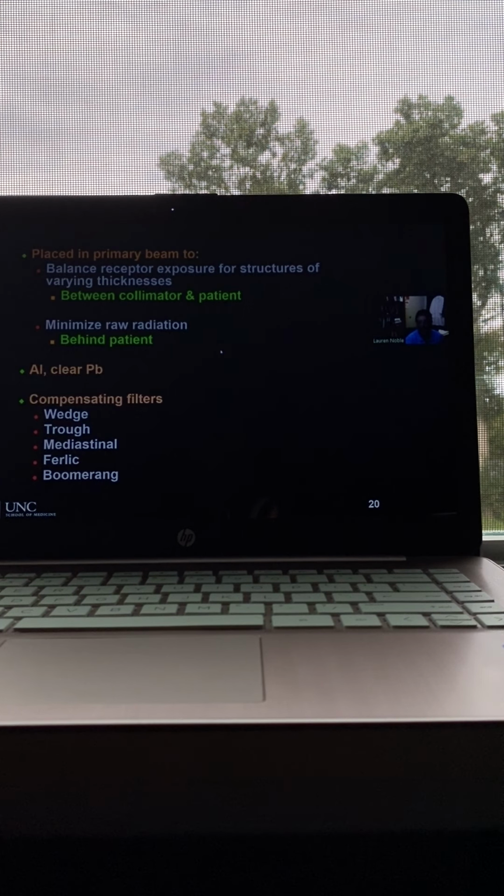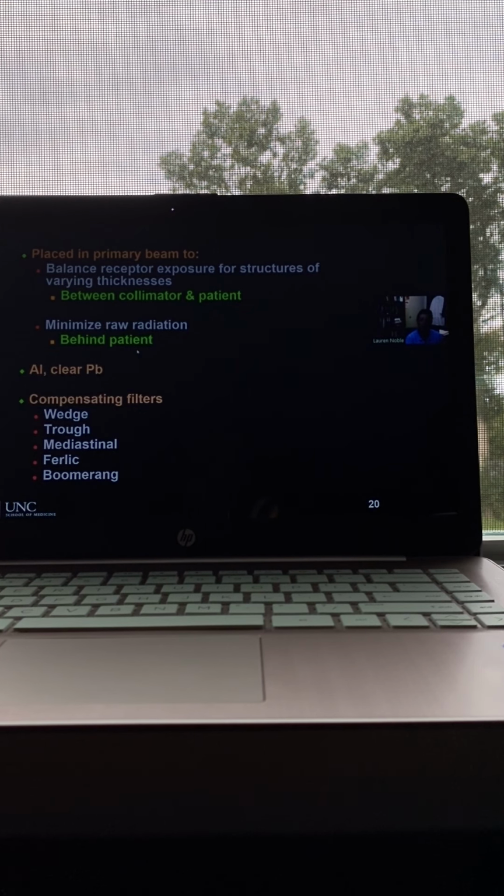All right, and then the last segment that we'll focus on are filters that are placed in the primary beam to help balance out receptor exposure when we're imaging structures that have varying thicknesses or varying part composition. So these types of devices, most of them are placed between the collimator and the patient. So in other words, they're attached to the collimator.